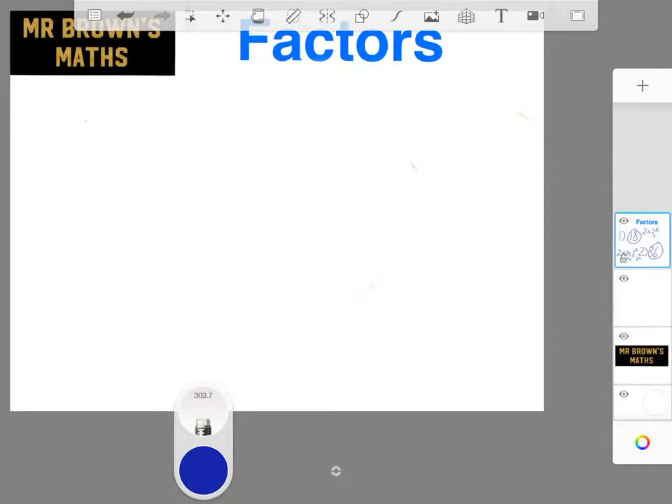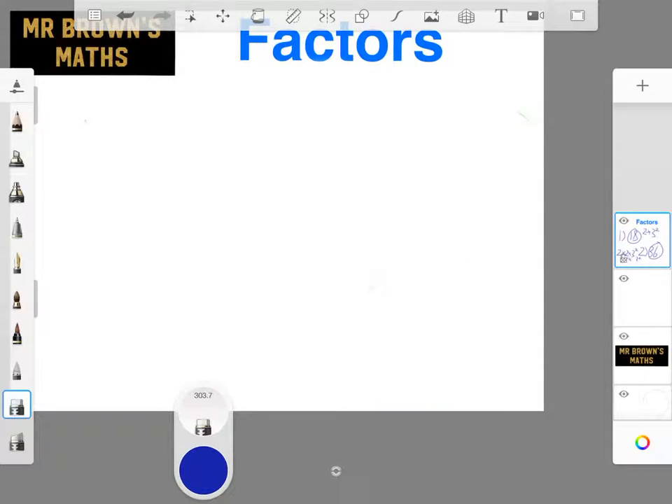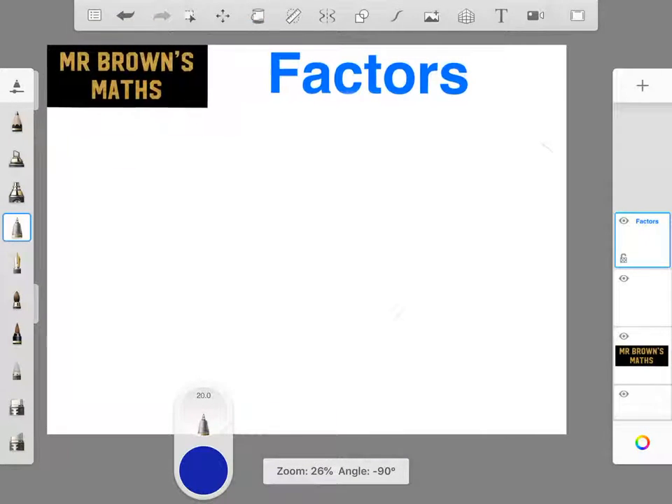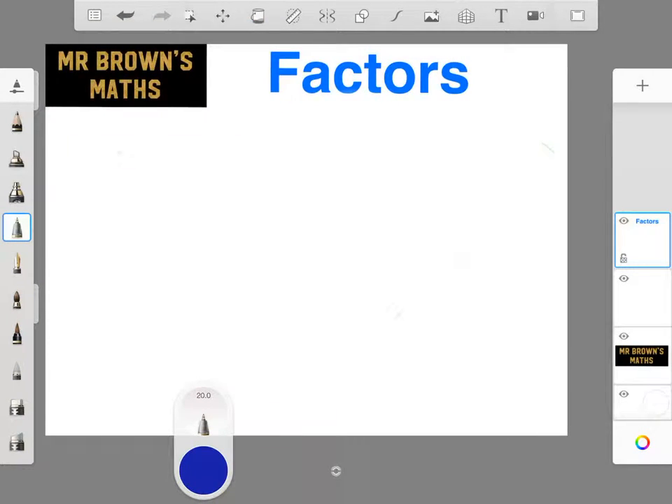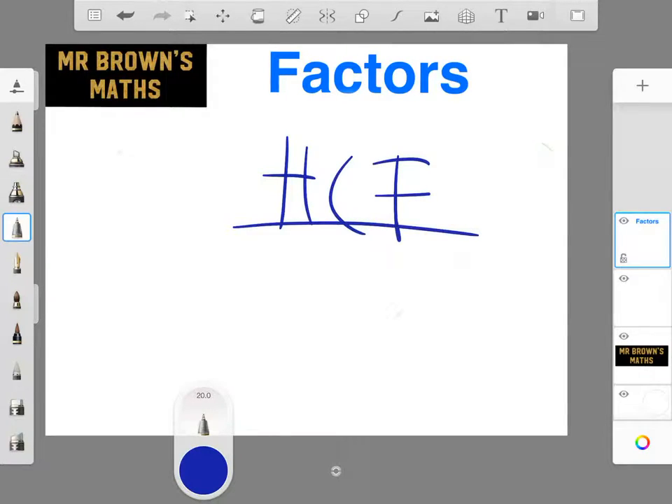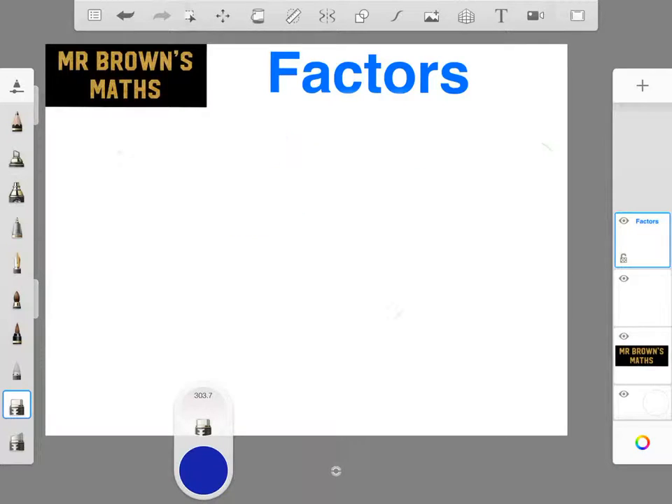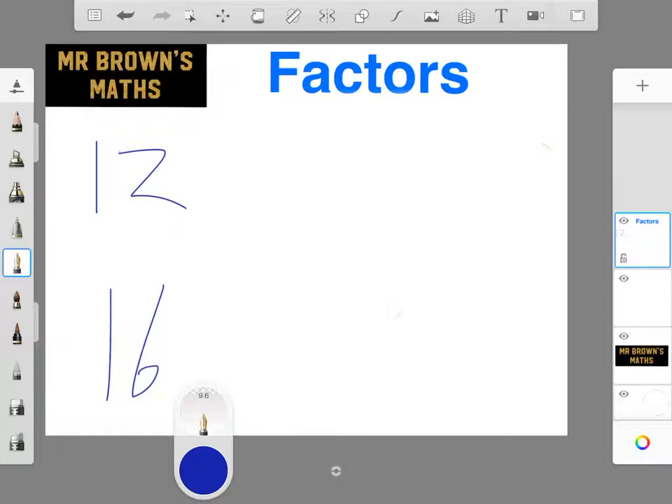So hopefully you can do factor trees now, and the last thing we're going to look at is only for higher students in school. Highest common factors is our next part. You get given two numbers, so let's do 12 and 16. We need to find the factors of both of these.